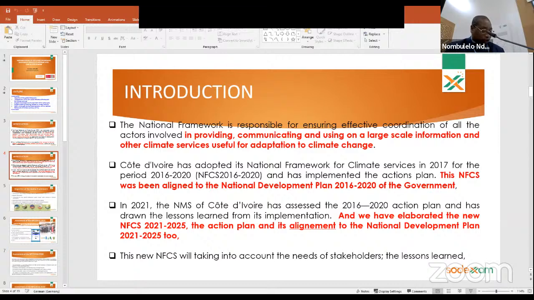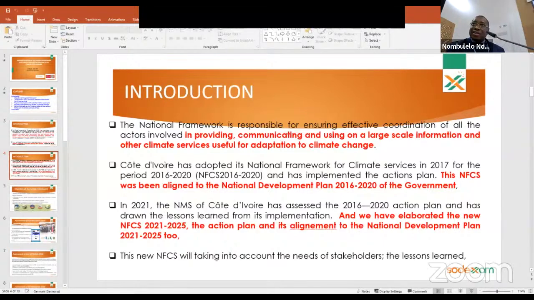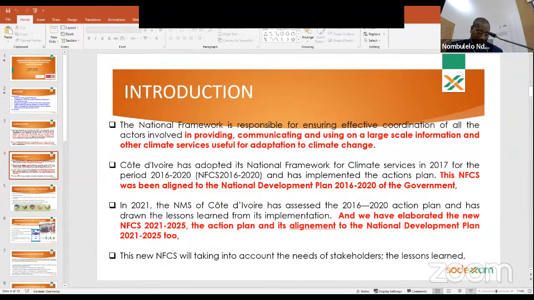In 2021, the National Meteorological Services in Côte d'Ivoire made an assessment of this national framework of 2016 to 2020. And we elaborated the new national framework for 2021-2025. And the new national framework is also aligned to the National Development Plan of the government of Côte d'Ivoire.